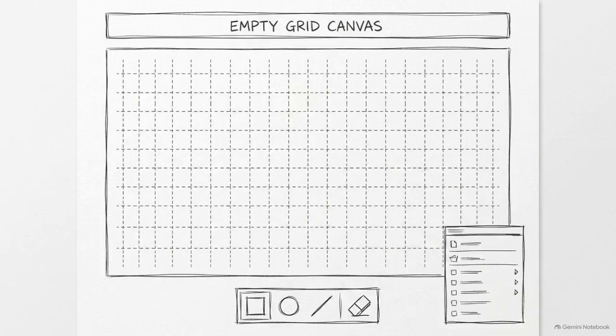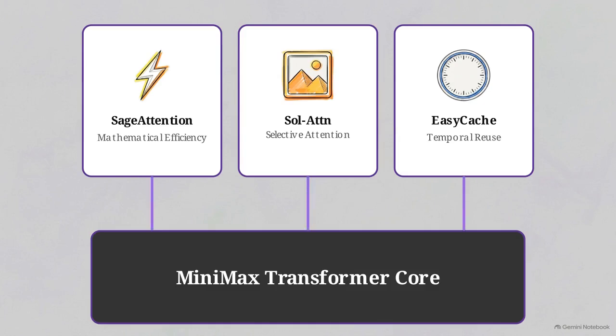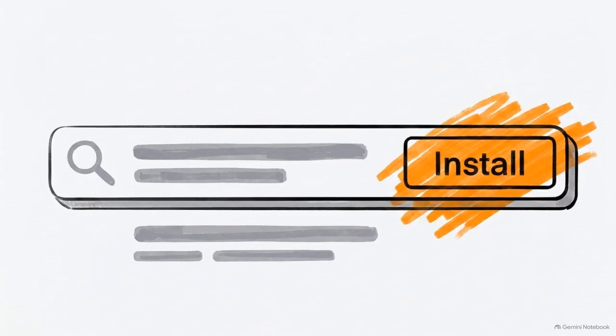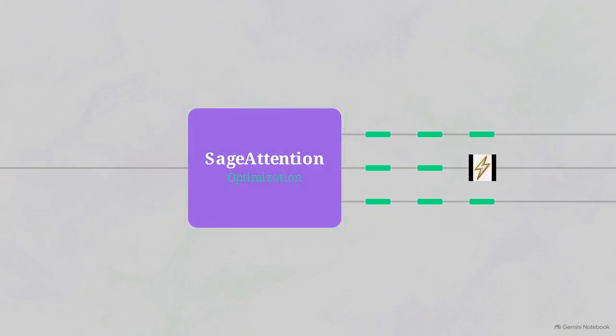To begin, start with a blank ComfyUI workspace. We need to install 3 specific extensions to optimize how the GPU handles the MiniMax transformer. First, open the ComfyUI Manager and search for the ComfyUI KJ Nodes package. This gives access to Sage Attention, replacing standard attention calculations with a more GPU-friendly method.